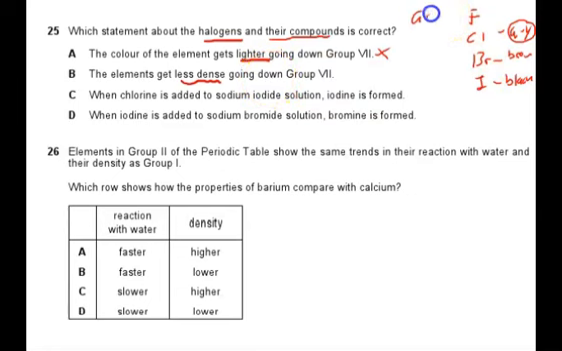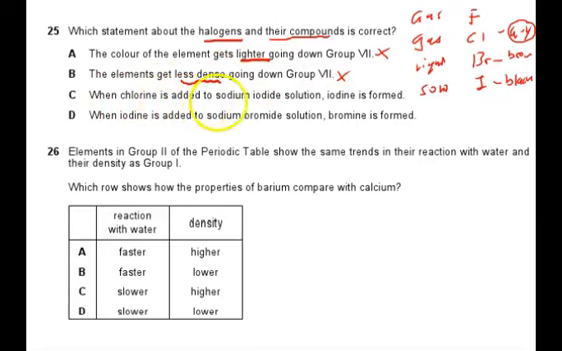Elements get denser going down. This is gas, this is a liquid, this is gas too. Bromine is a liquid and here's a solid, so iodine is a solid. So B is wrong.